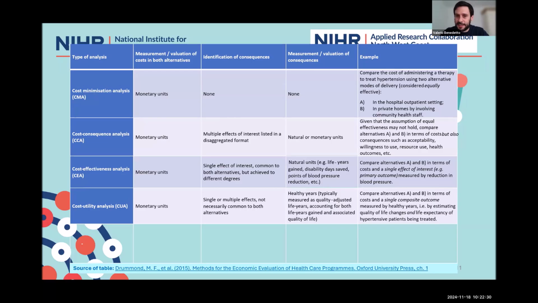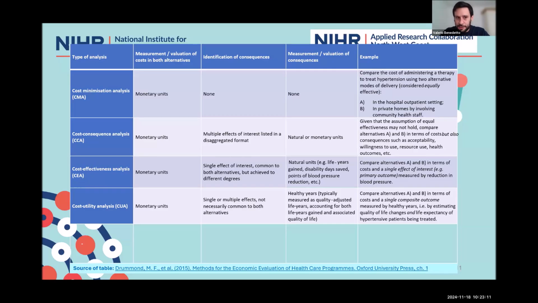With cost utility analysis instead, we are trying to measure healthy years, which is a composite outcome which takes into consideration not only the quality of life, but also the quantity of life in a way. So not only how well we live, but also how long we live as a result of receiving a particular intervention. So let's have a look at the last column. Again, we've got this comparison between alternatives A and B in terms of costs and a single composite outcome measured by healthy years, which means estimating the quality of life changes and life expectancy of hypertensive patients being treated.